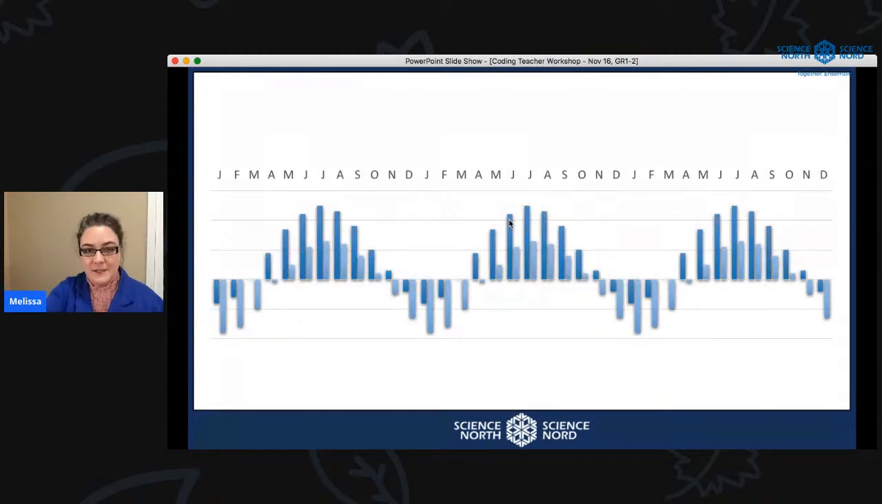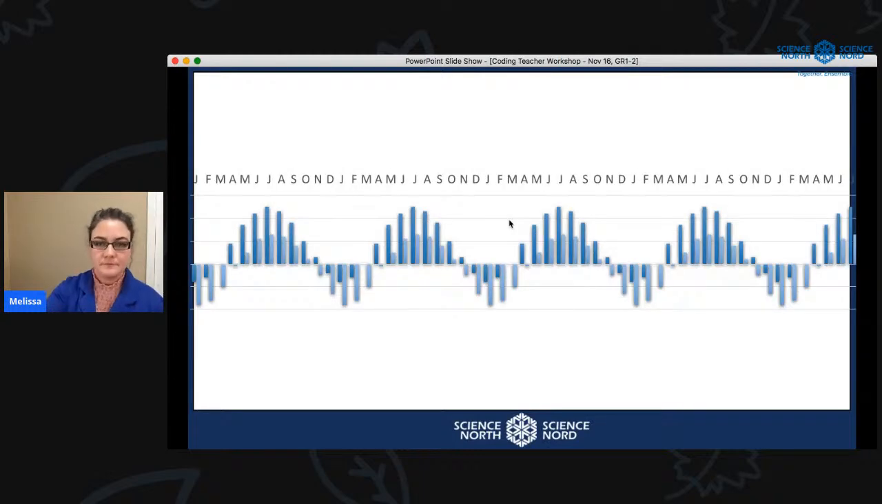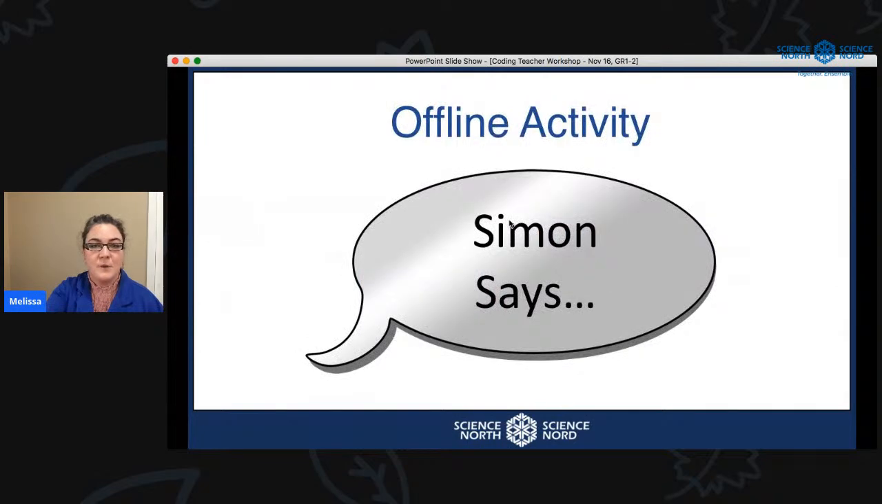Now I put 3 years, sort of back to back. And this helps us to see, once we see the pattern repeated over and over again, that it is a cycle, it is a repeating pattern. And this is why we can use the seasons as a mathematical model. So all of that brings us to the first activity.